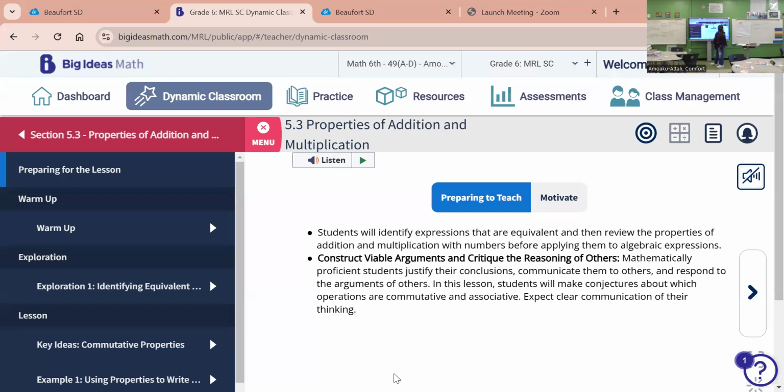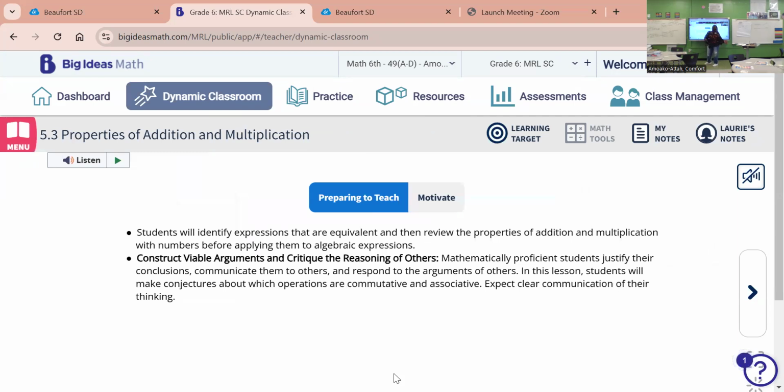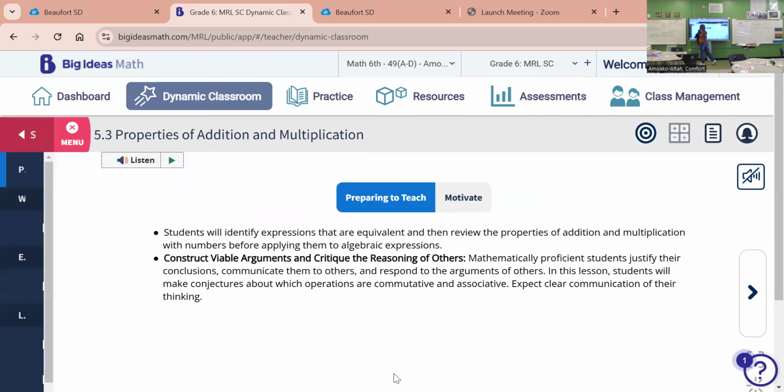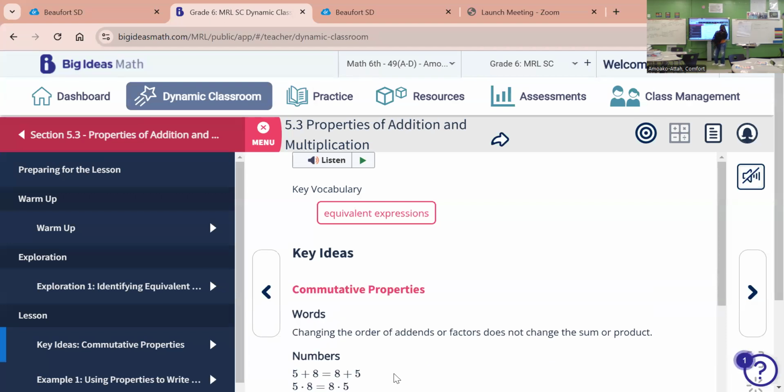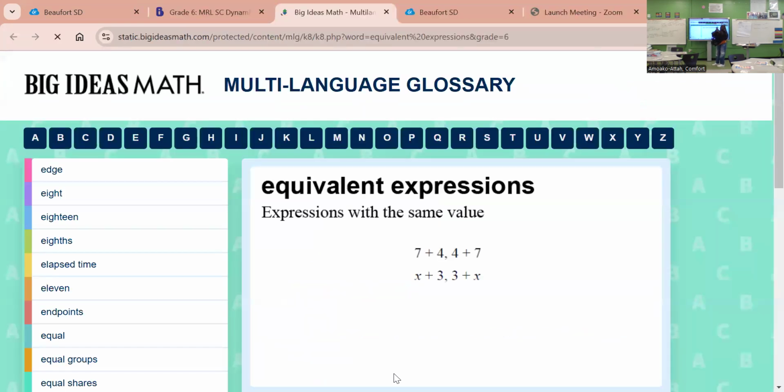All right, so we are on the properties of addition and multiplication. So let's look at the key vocabularies in our lesson. By the end of the class, students should be able to identify equivalent expressions and apply the properties to generate equivalent expressions. That should be our focus for today. We look out for our key vocabulary in our lesson, which is equivalent expression. When you say equivalent expression, what does it mean? The word equivalent means what? Equal, okay?